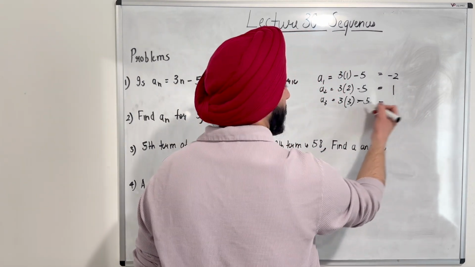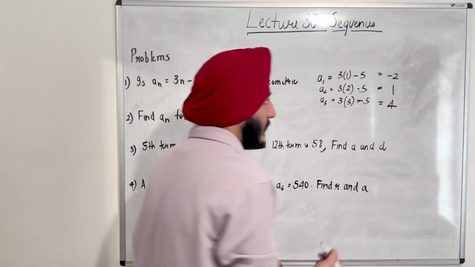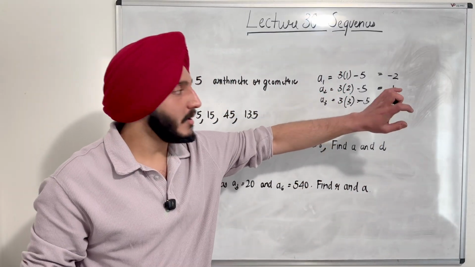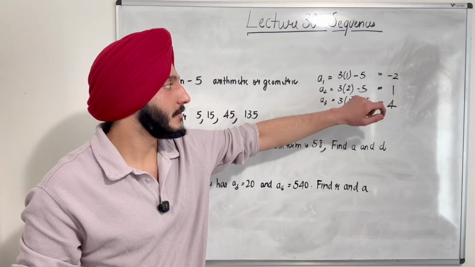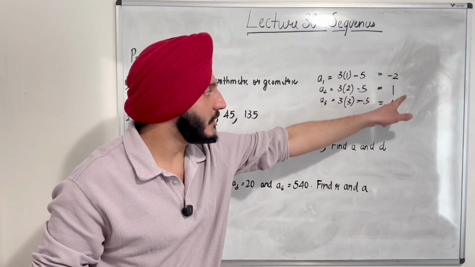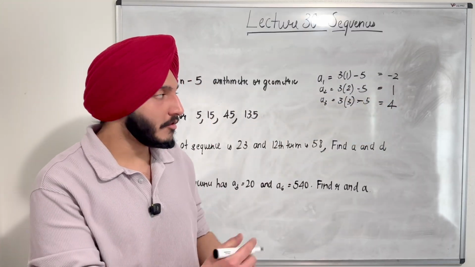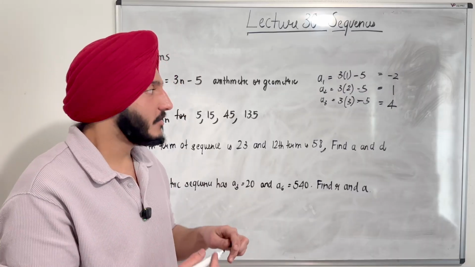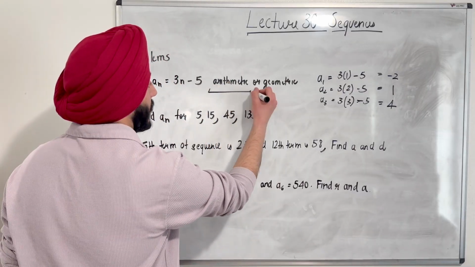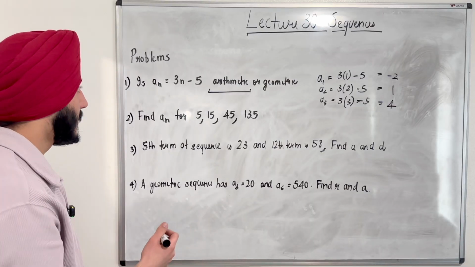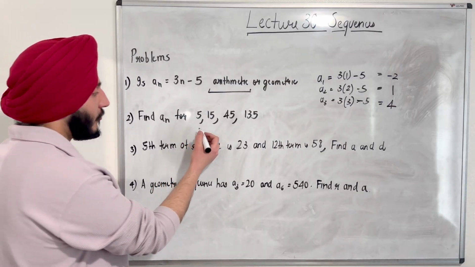This is going to be 9 minus 5, which is going to be 4, right? From these three terms, it becomes clear that you're adding 3 every single time, right? And since you're adding 3 every single time, it's going to be an arithmetic progression, because we are adding a number, right?